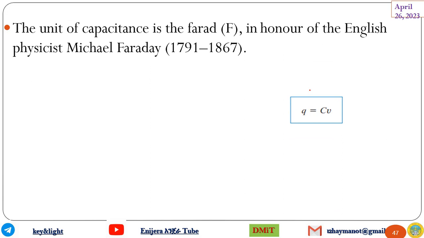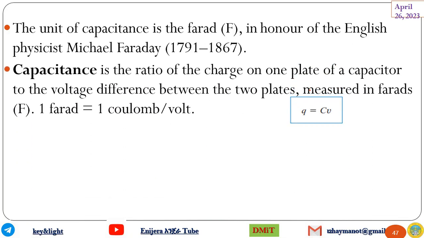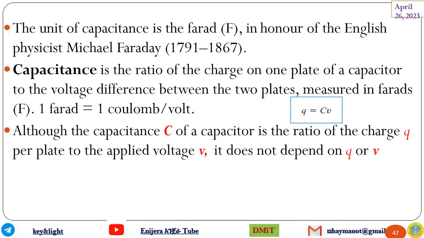So the unit of the capacitance, farad, is in honor of the English physicist Michael Faraday. The capacitance is the ratio of the charge on one plate of a capacitor to the voltage difference between two plates. 1 farad is equal to 1 coulomb per volt. Although the capacitance of the capacitor is the ratio of the charge Q per plate to the applied voltage V, it does not depend on Q and V.